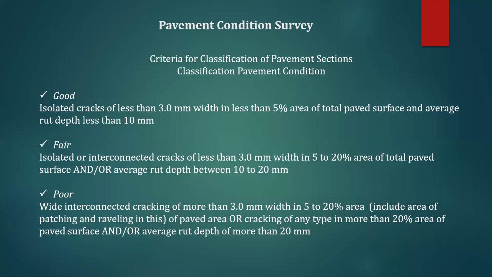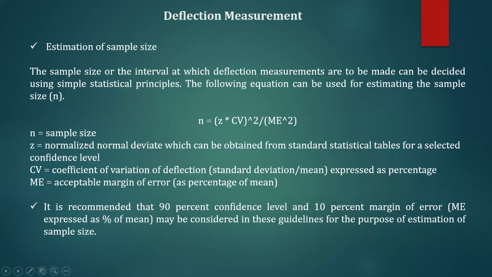So poor: when we have to consider the surface of the pavement is poor, wide interconnected cracks of more than 3 mm width are there, okay, in 20% of the area. You take 1 kilometer, 20% of the area is having this problem, okay. So definitely you have to consider this as poor, and rut depth is also more than 20 mm. These are all the criteria for failure given in IRC 37, 2012 and 2018.